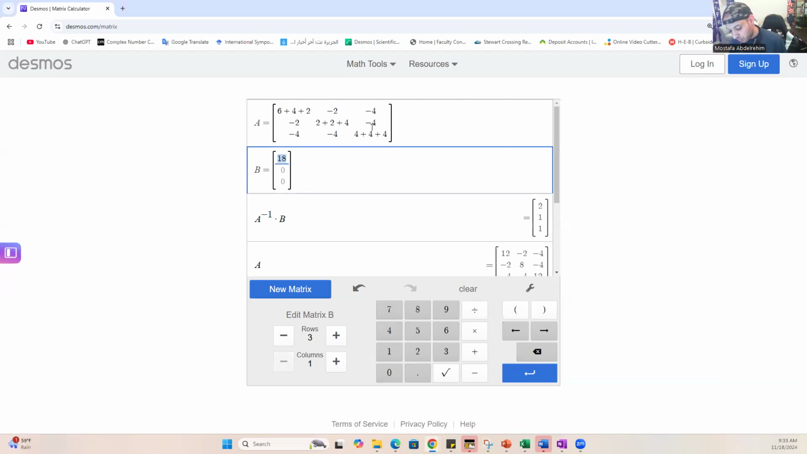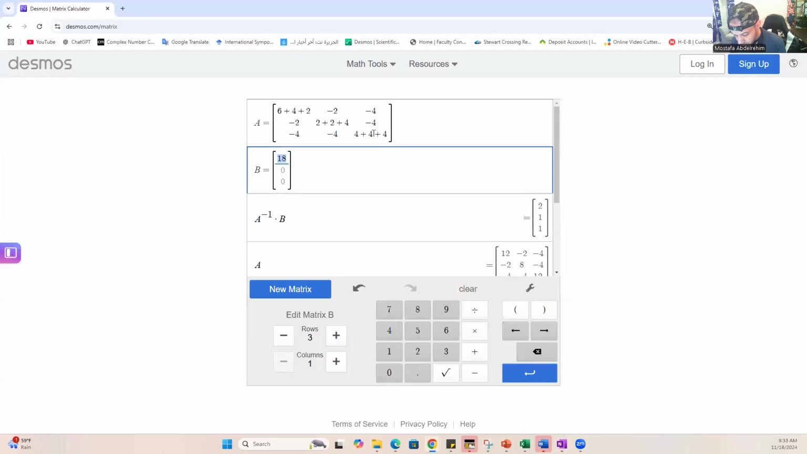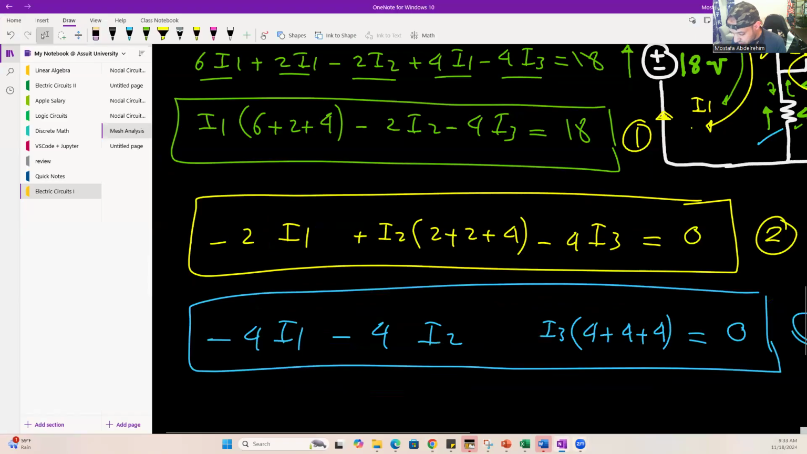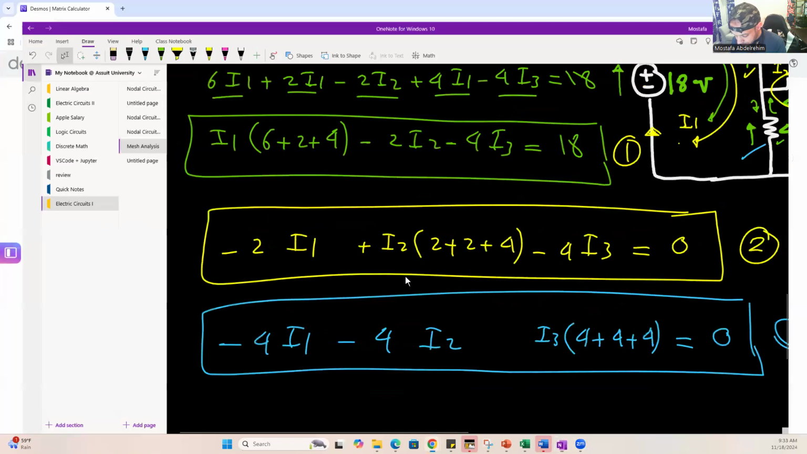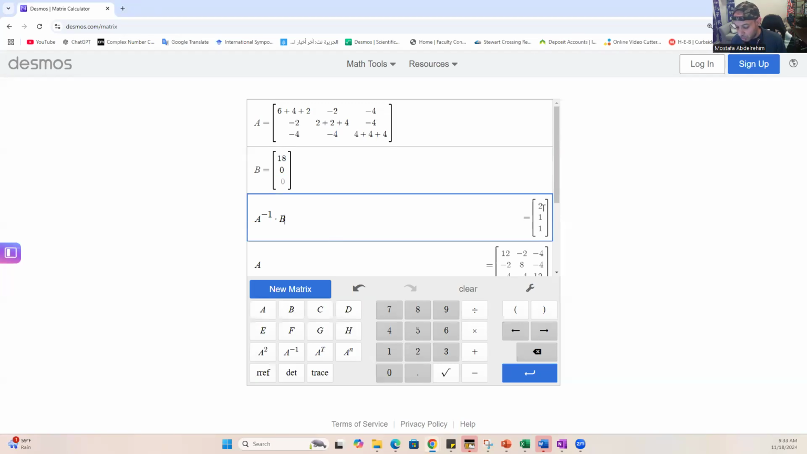I'm going to also review the second row here. So minus 2I1, this is the second equation. Then the coefficient of I2 is 2 plus 2 plus 4, plus 4. Then minus 4I3 equal to 0. And here is the 0. And the same for row 3. Then you multiply them together. You're going to get 2, 1, 1. That means I1 is 2 amperes, I2 is equal to 1 ampere, and I3 is equal to 1 ampere.